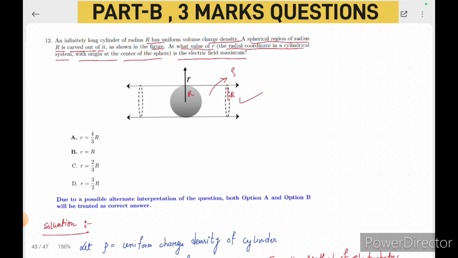When this cylinder has a uniform volume charge density, and from this cylinder we carve out a spherical region of radius r, what is the charge density of this spherical region? The spherical region has a charge density of minus rho. Overall, before carving out, the volume charge density is rho. After cutting out the spherical region, the volume charge density of this sphere is minus rho.